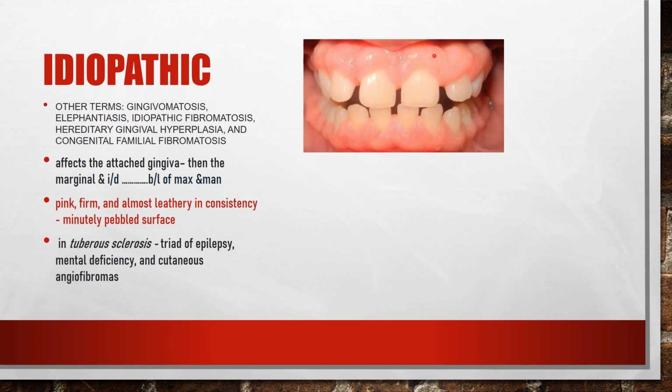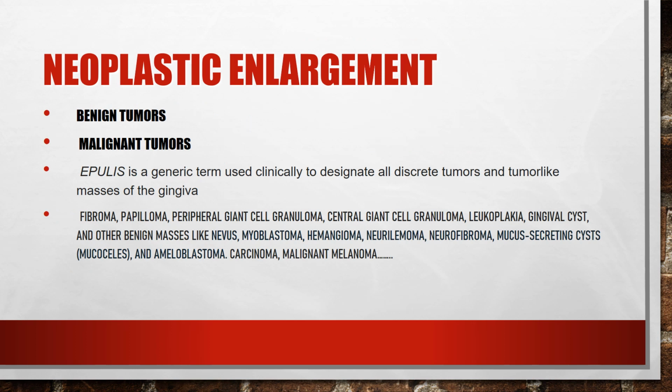It appears very pink, firm, and of leathery consistency. That is mostly due to the increase in the fibrous component. That is why it appears as a leathery consistency, and a minutely pebbled surface can be seen. It can be seen in some disease conditions, such as tuberous sclerosis, which is a triad of epilepsy, mental deficiency, and cutaneous angiofibromas. So that's all about the idiopathic gingival enlargement.